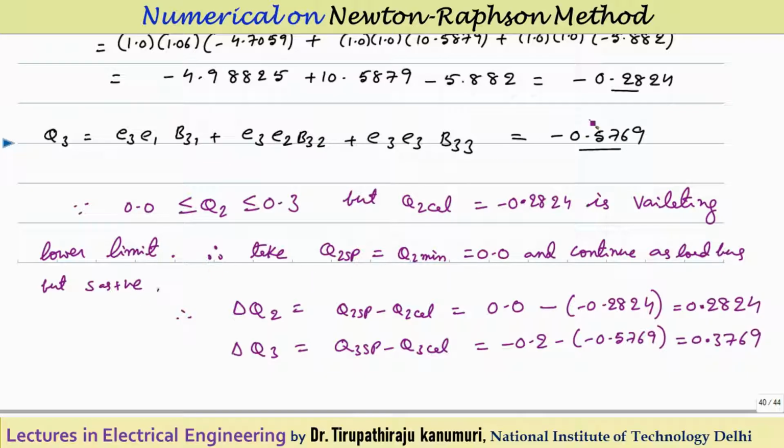Let us assume in the numerical, when you calculate Q2, it came as 0.32. It is violating the upper limit. So in that case, you have to take Q2 specified as 0.3 only, because it is crossing the upper limit. So upper limit we have to take.